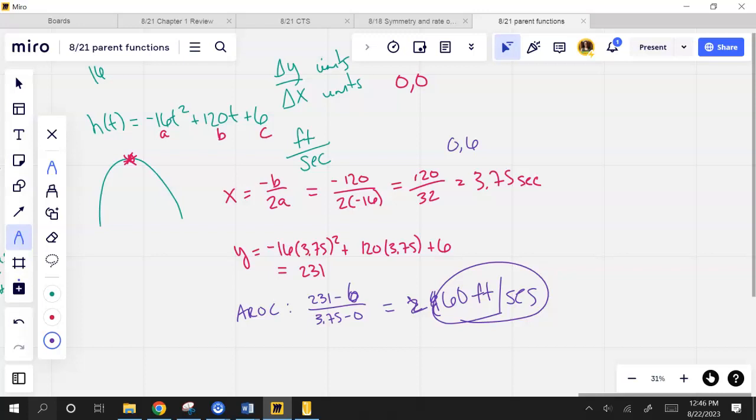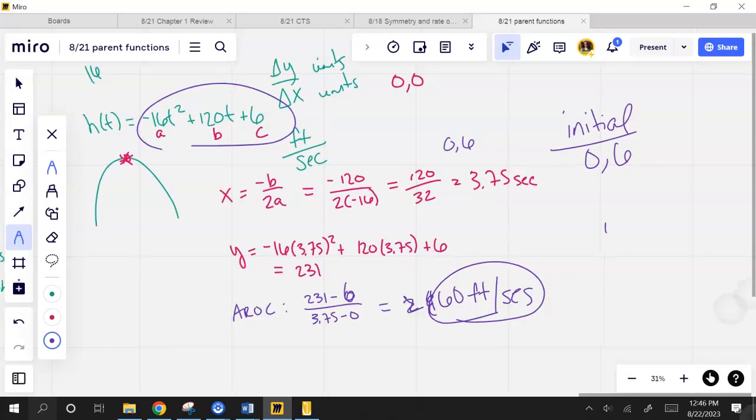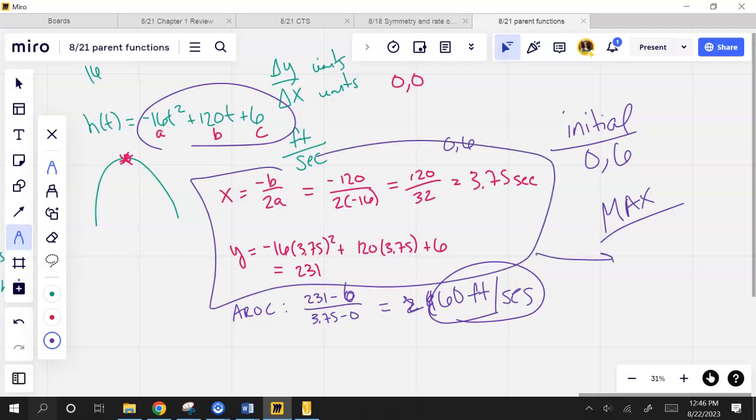It says find the average rate of change from the initial launch. So initial launch happened whenever the time was 0. And if you plug 0 into this equation, you get 6. So from initial launch to max height. Max height happens at the vertex. All right. What else?